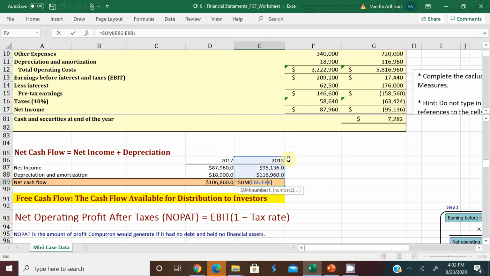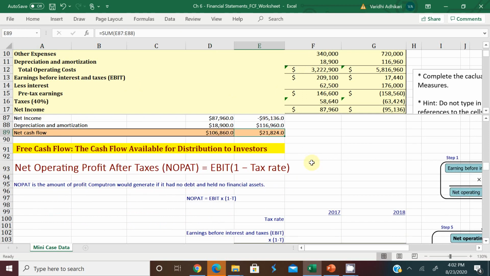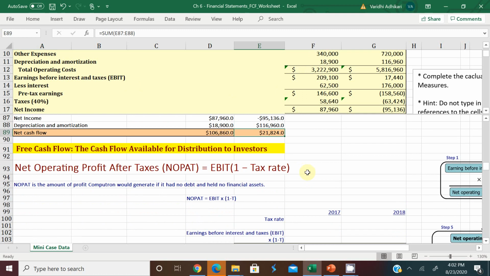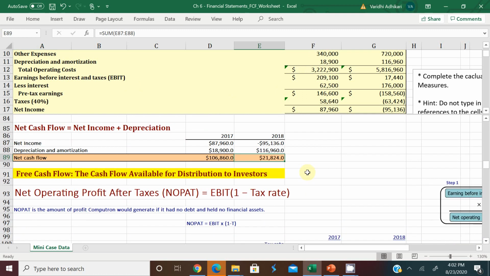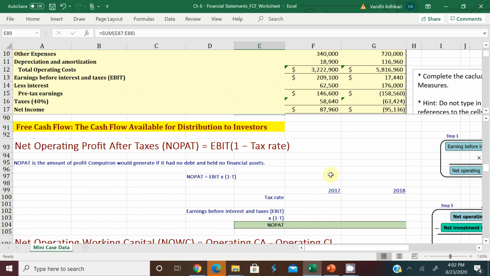Okay, sorry. It also picked up the 2018 one. I'm going to make sure you don't do that. I was surprised why the number was different from what I expected. Anyways, net cash flow, in simple terms, is net income plus non-cash items, or minus non-current asset, in this case plus depreciation. Okay, so now we're going to get into the calculation of free cash flow.